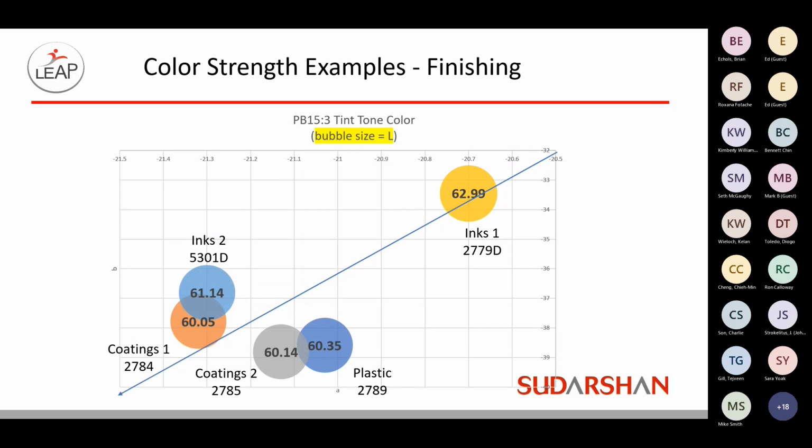In that Pigment Blue 15:3 space, where we had 5 product grades in the study, we see that the 1 inks grade, of course, is going to be much weaker than the other 4. And then within that remaining group of 4, the other inks grade is going to be a little bit weaker than the 2 coatings and plastics grades, which are all very similar to each other in terms of strength.